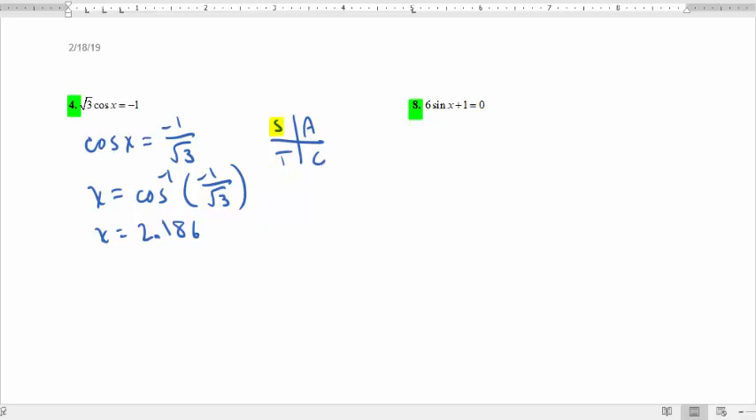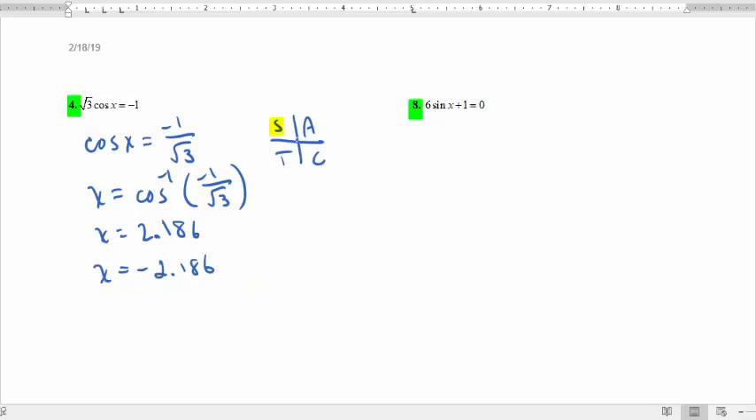If you remember what we had said about cosine being an even function, if 2.186 is one of the solutions, since cosine is even, that means that negative 2.186 is going to be our other solution, which is a beautiful thing to keep in mind, right? So with cosine, if we have one solution, we just take the opposite of that, and that'll give us the other solution. So 2.186 and negative 2.186 are our two solutions.